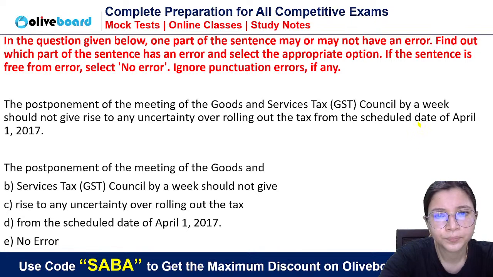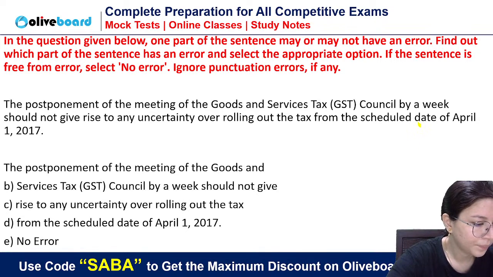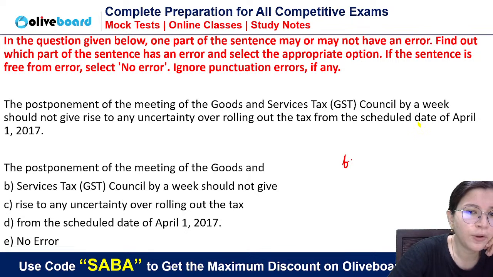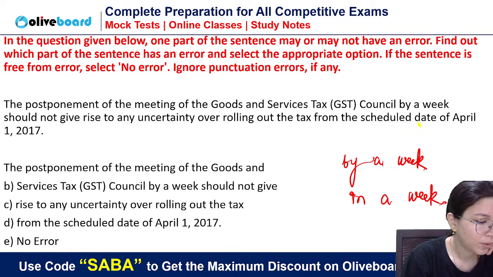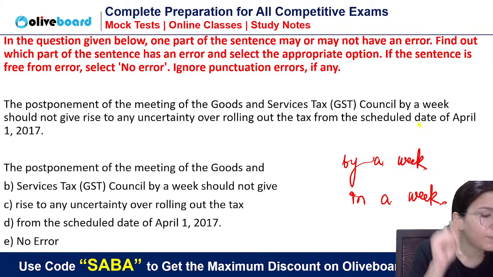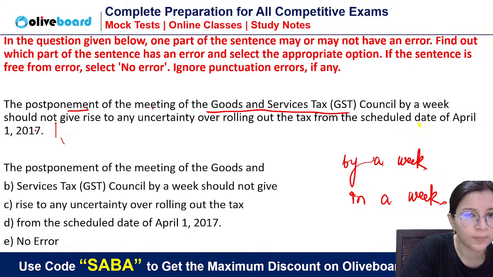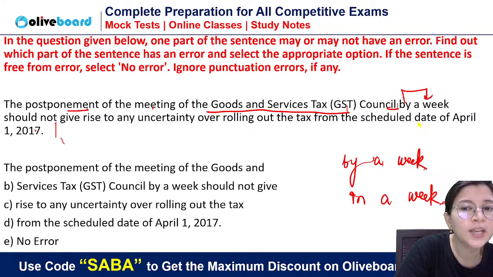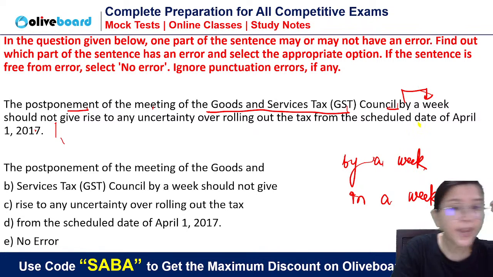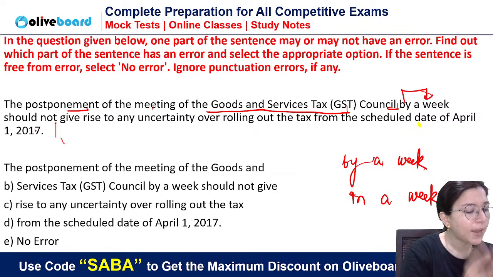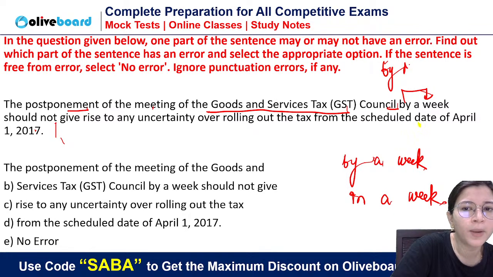Let's see. What is the difference between by a week and in a week? Can't both the prepositions be used? सुनिए ध्यान से. The postponement of the meeting of the GST Council by a week. बाय अ वीक मतलब एक हफ्ते के लिए पोस्टपोन हो गया है. इन अ वीक मतलब एक हफ्ते में, and by a week, जैसे can't we say by Monday and on Monday.